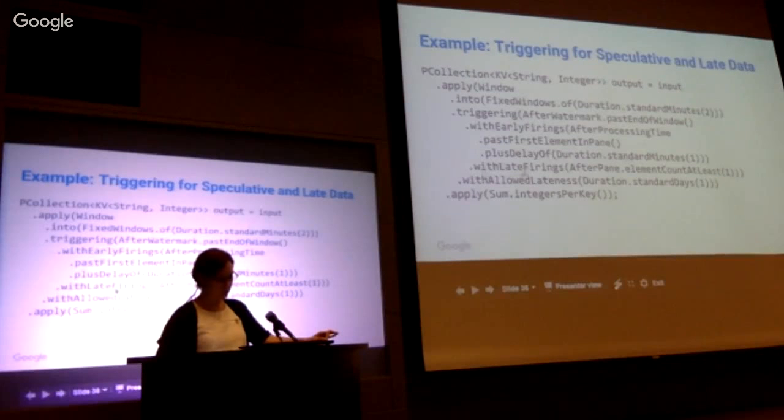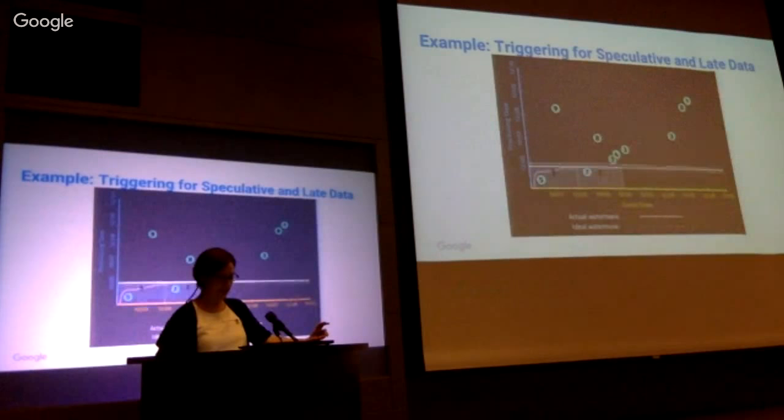And then for the late data, we want to produce the new result every time we see a late data, okay? And we will allow lateness of 1 day. So if you're more than 1 day late, you'll be dropped. Okay? So how does the graph look like at that point?